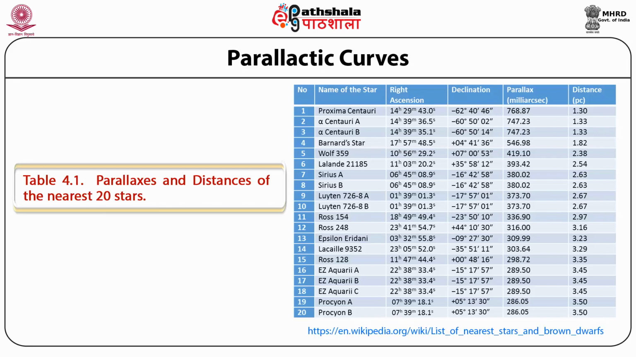Alpha Centauri E, another star, has a right ascension of 14 hours 39 minutes 36.5 seconds. Its declination is minus 60 degrees 50 minutes and 2 seconds. Its parallax measured in milli-arcseconds is 747.23 and its distance is 1.33, and so on. So we can clearly see that stars are very far away from us.